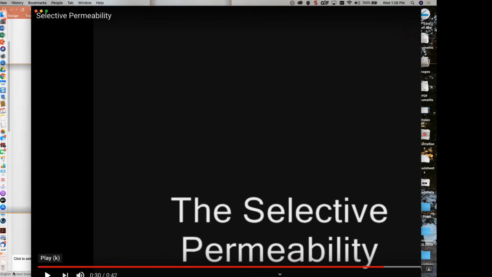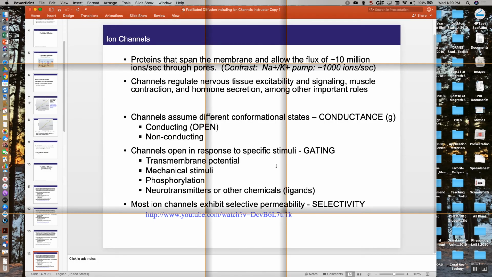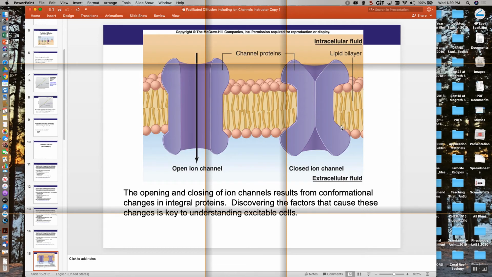All right. So remember, that is one of the properties, selectivity. Most ion channels actually exhibit selectivity. But let's start with conductance first. What does that mean, conductance? A lot of ion channels have a conducting state and a non-conducting state. And this all depends on conformational changes in these integral proteins. We're going to talk about what some of the stimuli are that cause a conducting or non-conducting state.